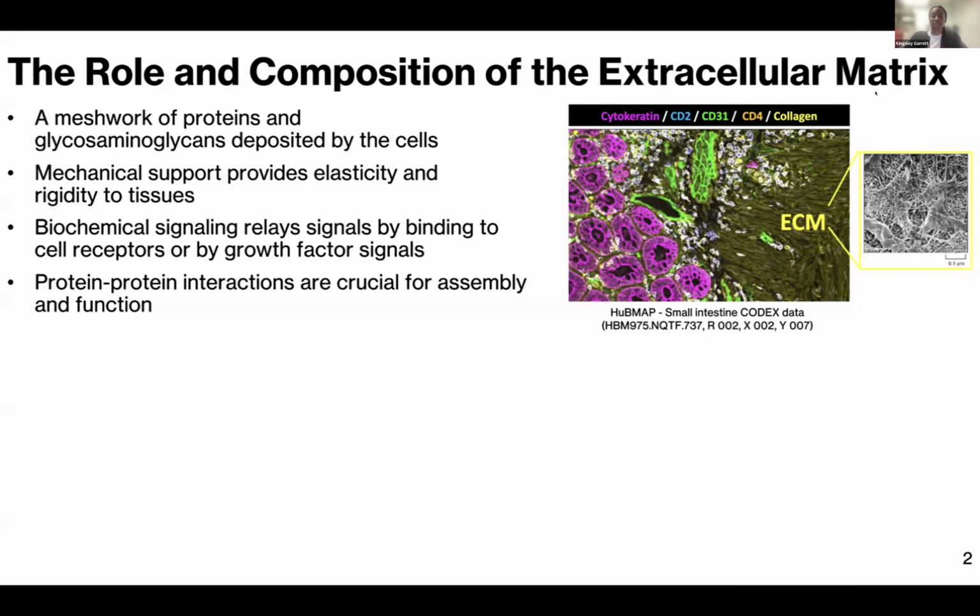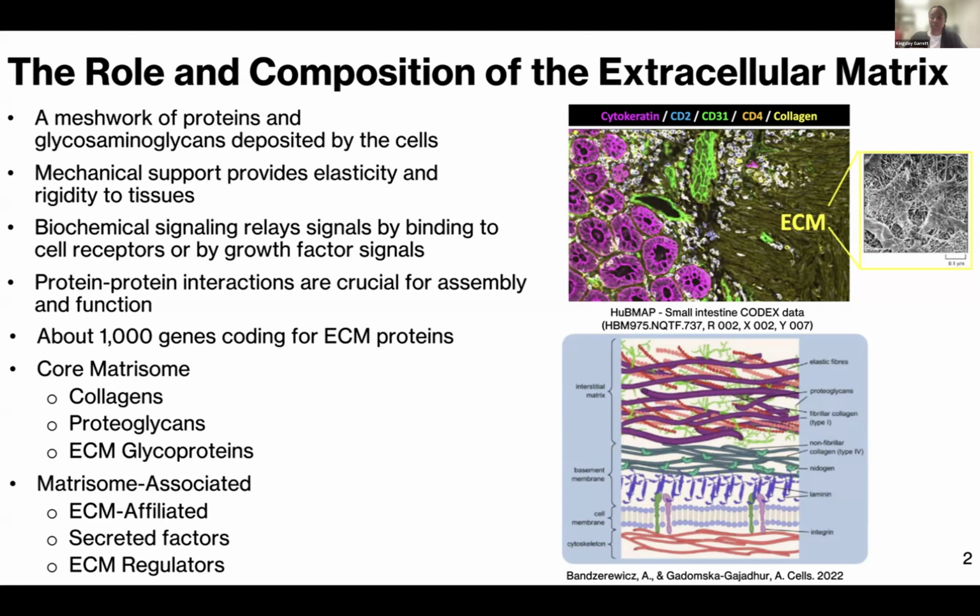And so to delve deeper into the specific genes and proteins, there is about 1,000 genes encoding for ECM proteins, which is collectively known as the matrisome. And so within the matrisome, it's divided into two divisions: the core matrisome, which is collagens, proteoglycans, and ECM glycoproteins. And matrisome associated includes the ECM affiliated proteins, secreted factors, and ECM regulators. And so each group plays a distinct role, but also complementary roles. And the structure and the function of the ECM contribute to its complexity and also its versatility.